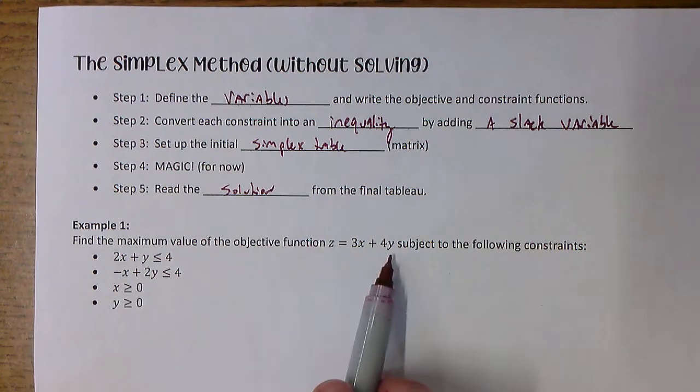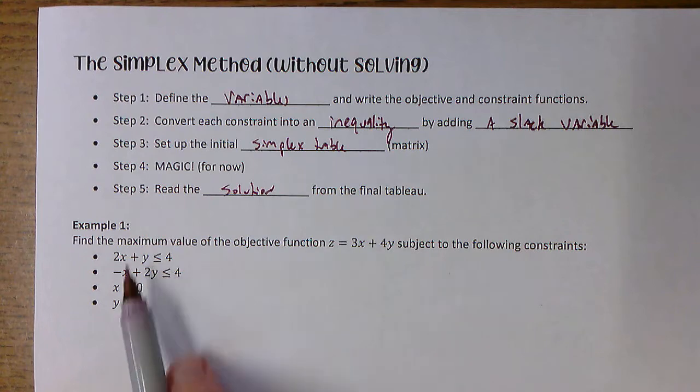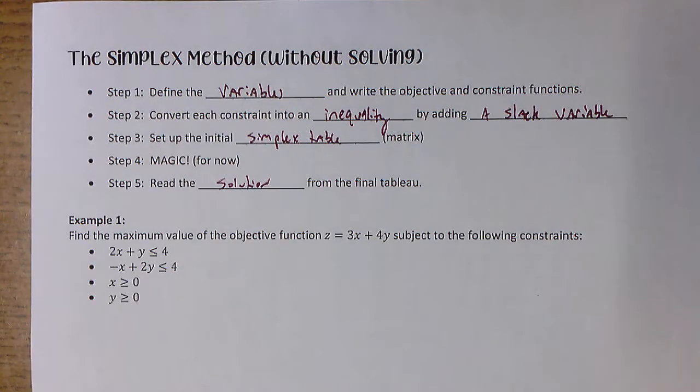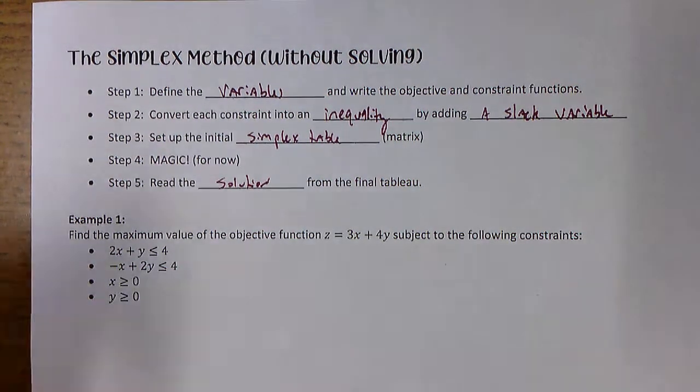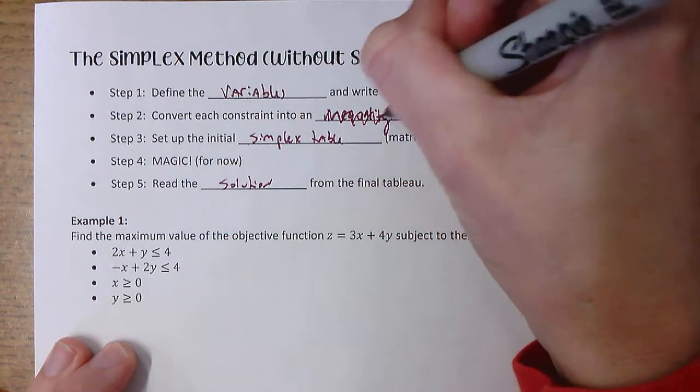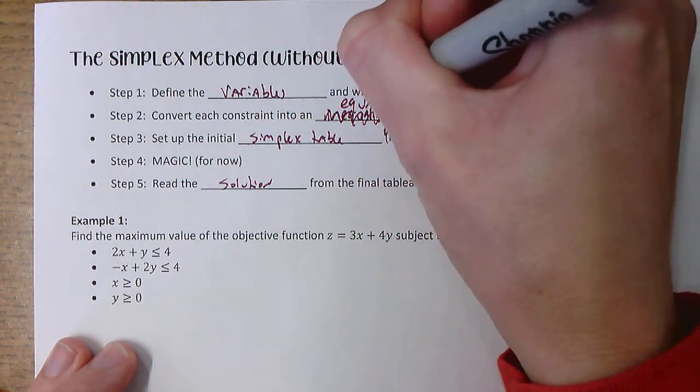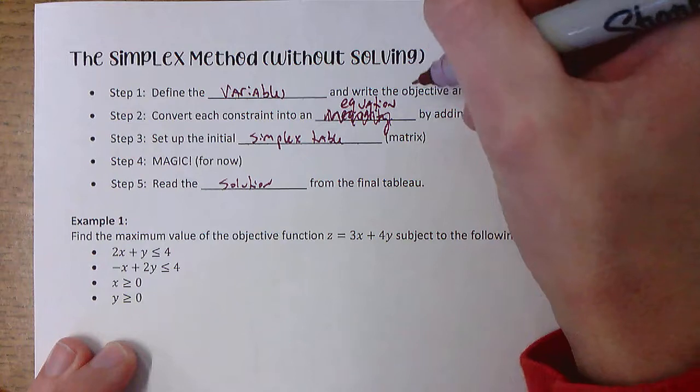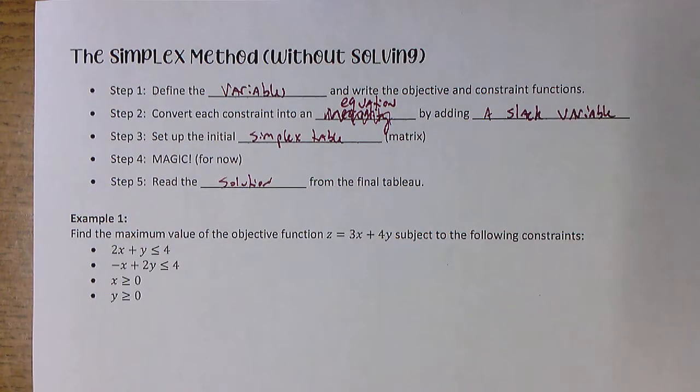Let's look at this example. We have an objective function here that we want to maximize, and then these are our different constraints. So we can skip step 1, that's already been done for us. So we're going to convert each of these inequalities into equations. That was silly of me, I wrote inequality here, and I meant to write equation. Let me go back and fix that. Convert each constraint inequality into an equation.